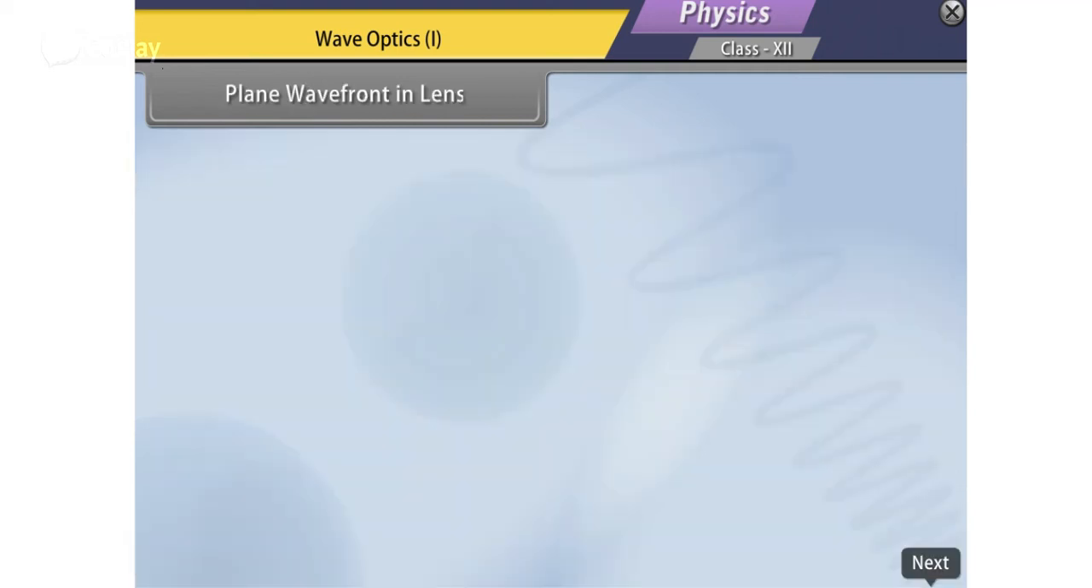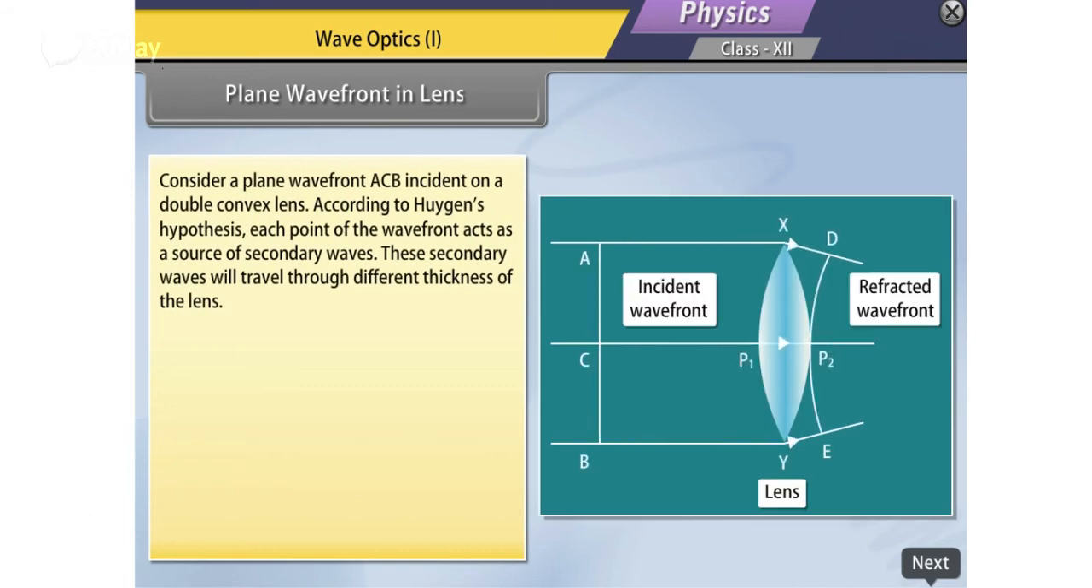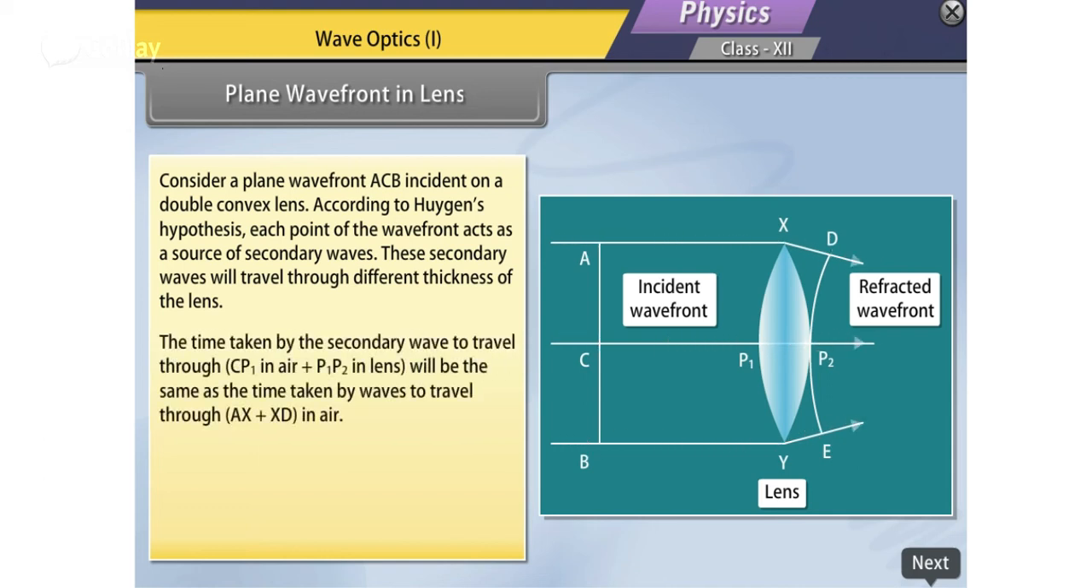Plane wavefront in lens. Consider a plane wavefront ACB incident on a double convex lens. According to Huygens' hypothesis, each point of the wavefront acts as a source of secondary waves. These secondary waves will travel through different thickness of the lens. The time taken by the secondary wave to travel through CP1 in air plus P1P2 in lens will be the same as the time taken by waves to travel through AX plus XD in air.